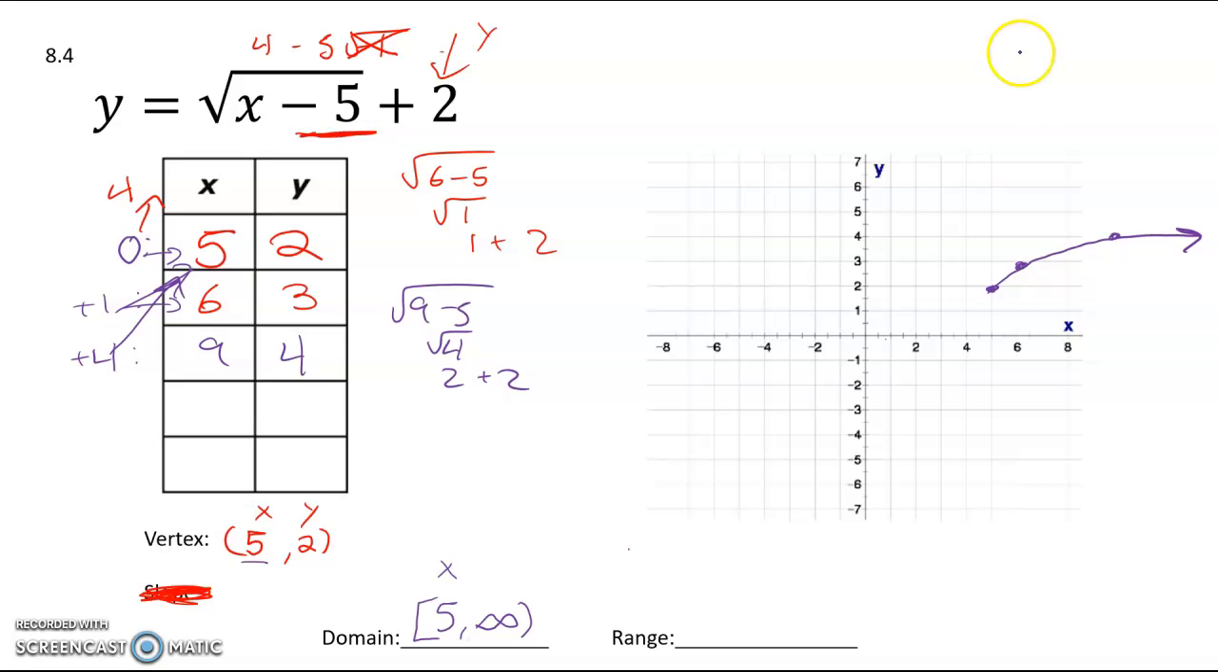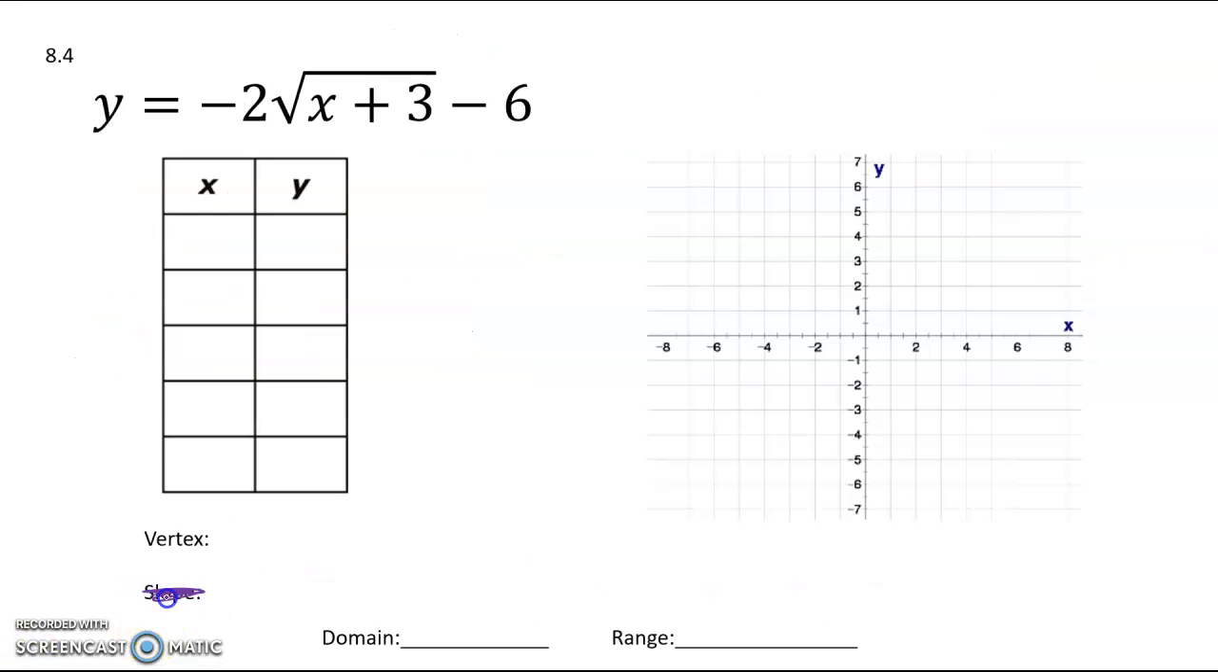So, the first question I ask myself for the range: where does it open? This time it opens up, so it's going to infinity. When I find out that it's going to positive infinity, which always goes on the right side of my interval notation, I just find the y value of my vertex, this 2 right here, and I plug that in here with this bracket.